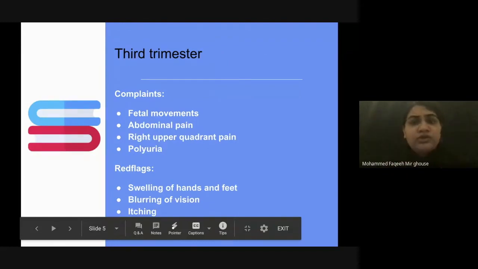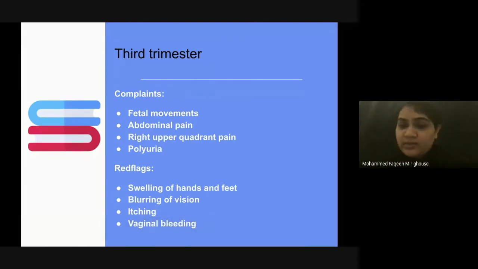Moving on to third trimester. Okay, I hope everybody is okay with second trimester. Shall we move on? Okay, great. All right. Coming to third trimester.